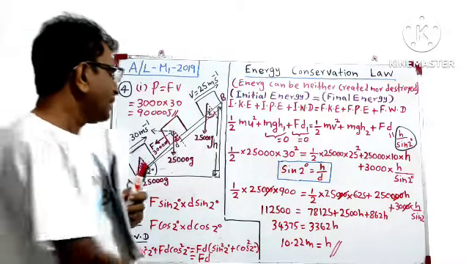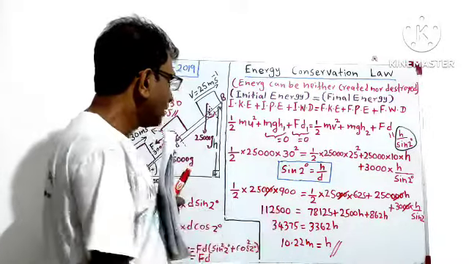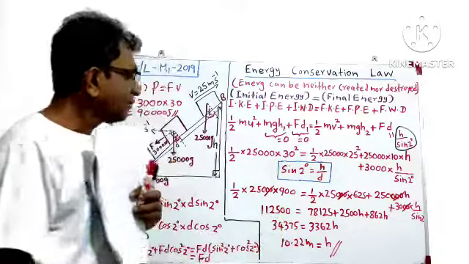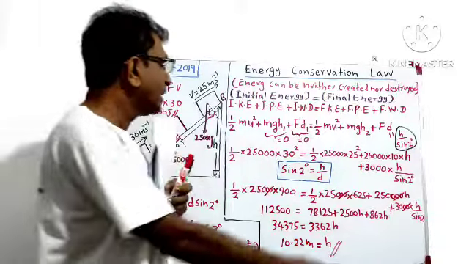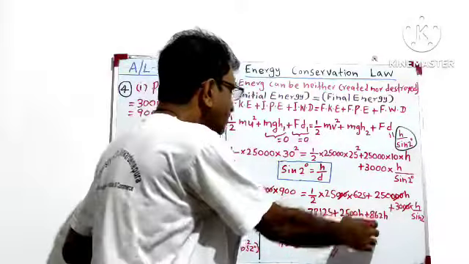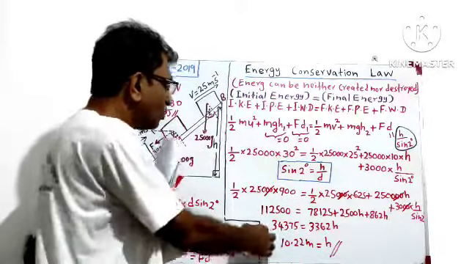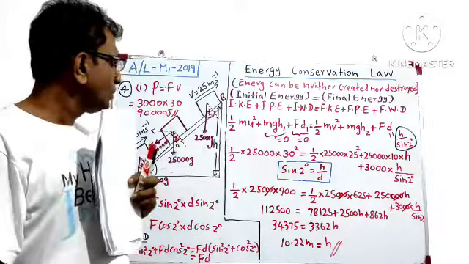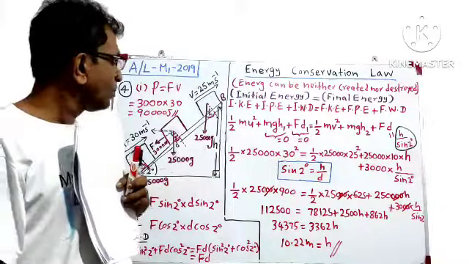Okay, then we can take 78,125 to the left, then subtract: 112,500 minus 78,125 gives 34,375. Then we add 2,500h plus 862h, which is 3,362h. Then 34,375 divided by 3,362, what is the height? h can be taken as 10.22 meters.